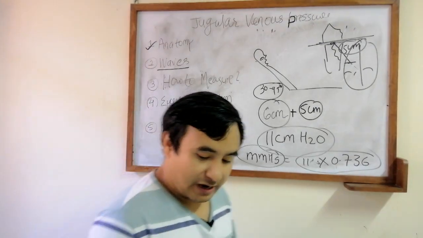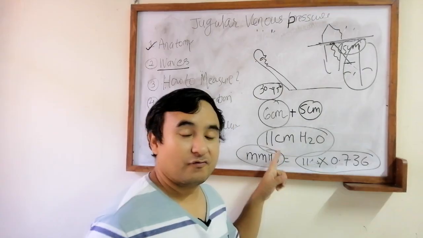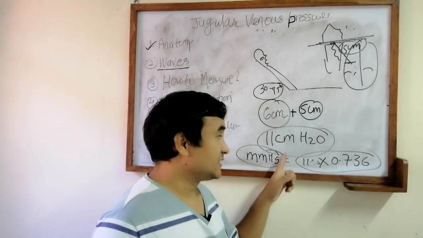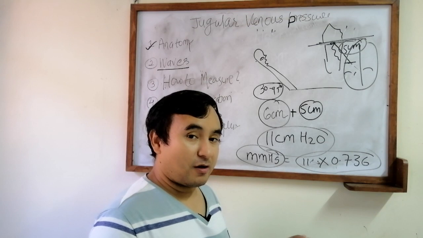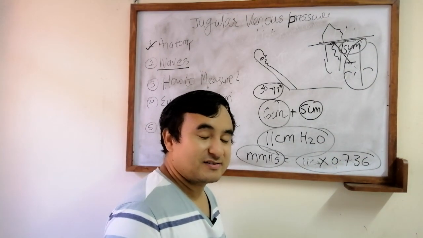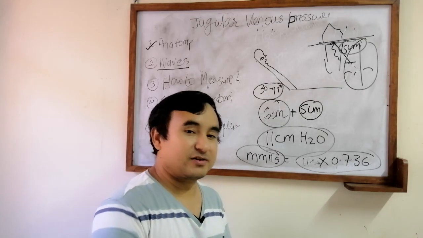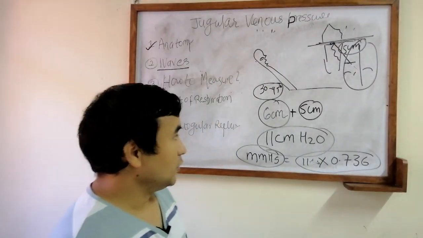So when we are measuring the JVP, you usually get the value in centimeter of water. If you have to tell that in mm of Hg, just multiply by 0.736. This is how you convert centimeter into millimeter of mercury.